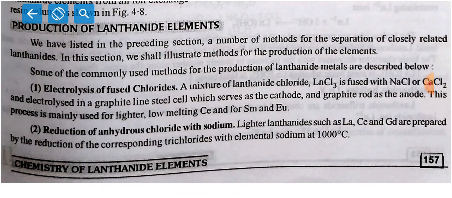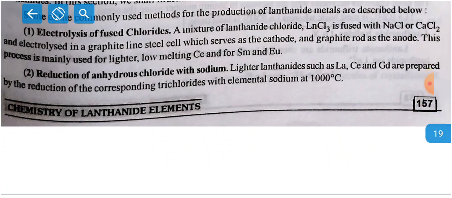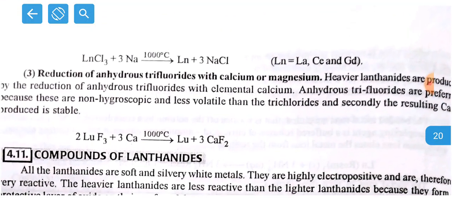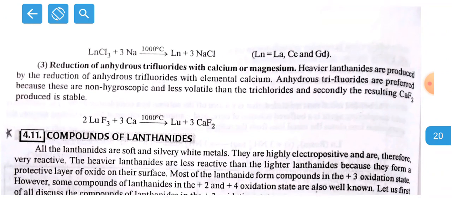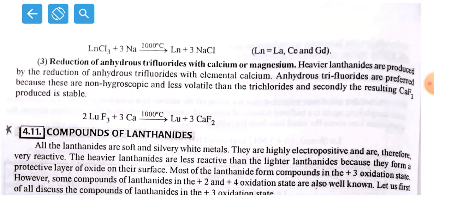Second is the reduction of anhydrous chloride with sodium. Lighter lanthanoids such as lanthanum, cerium and gadolinium are prepared by the reduction of the corresponding trichloride with elemental sodium at 1000 degrees Celsius. LnCl3 plus 3Na at 1000 degrees Celsius gives Ln plus 3NaCl. Ln is lanthanum, cerium, gadolinium. Third is the reduction of anhydrous trifluoride with calcium or magnesium. Heavy lanthanides are produced by the reduction of the anhydrous trifluoride with elemental calcium.